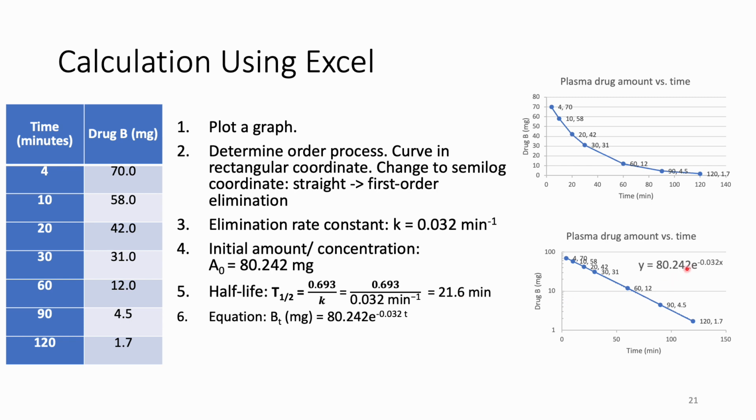Then I adapt the equation from Excel to predict the amount of drug in the plasma at any time t. So B t is equal to 80.242 times exponential minus 0.032 t. If I want to calculate or predict the amount of drug in the plasma at a certain time t that is not in the table here, I just plug the t number in, and then I have the amount of B.